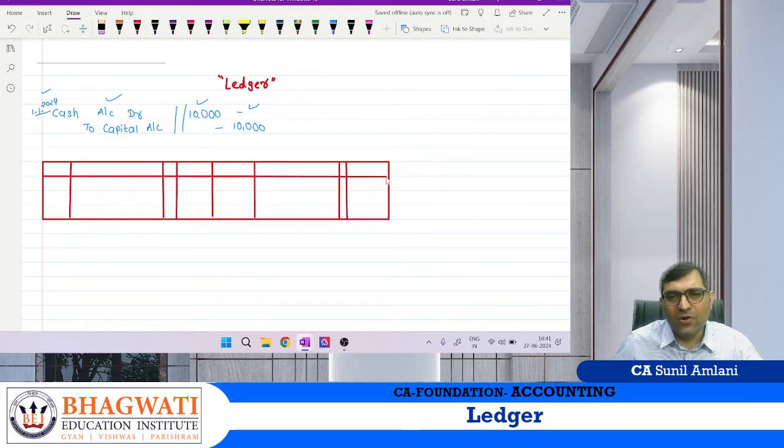What are the names of these columns or headings of these columns? First column here is a date column. Second one is a particular column. This is JF column. This is rupee column.